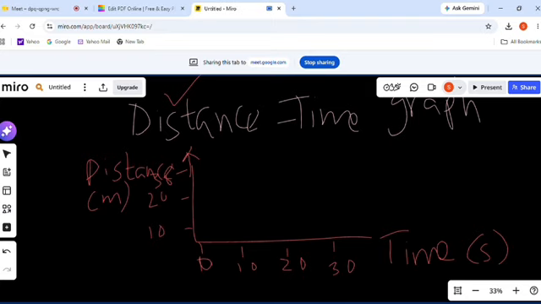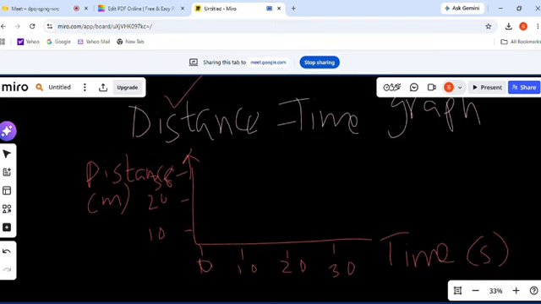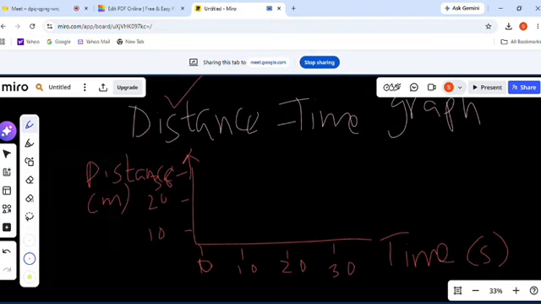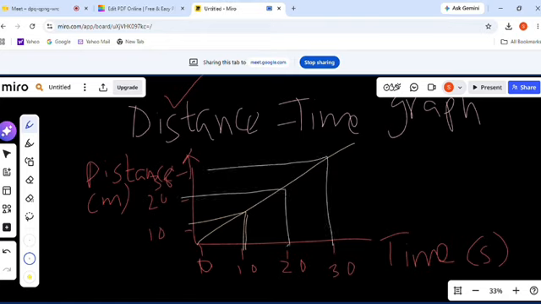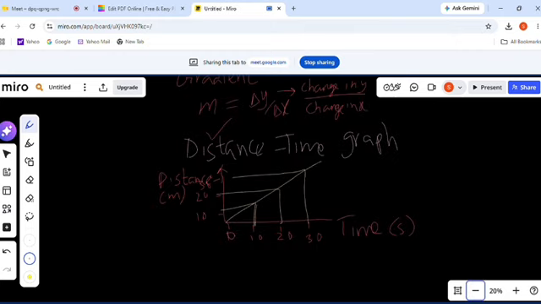Gradient means change in value. Let us consider our straight line. Here you can see that there is a change in the values of x. If time is 10, the distance is 10. If time is 20, then distance is also 20. There is a change in y and a change in x, so there is a slope, there is a gradient. We can say that the gradient exists.